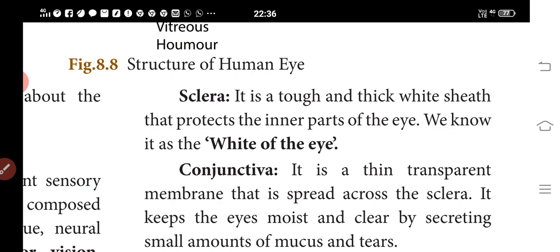It is a tough and thick white sheet that protects the inner parts of the eye. We know that it's the white of the eye. When you look at the eye, the white part is called the sclera. It is a tough and thick white sheet.